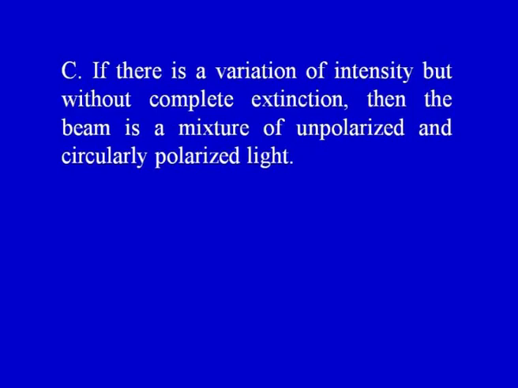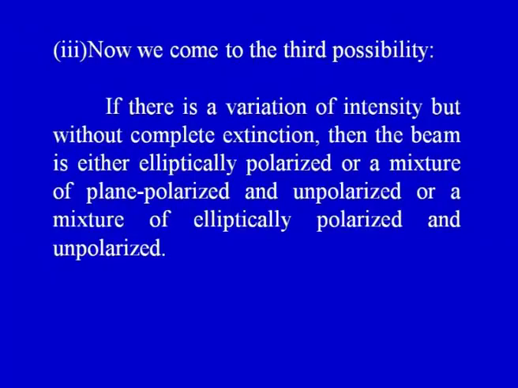A third possibility C is if there is a variation of intensity, but without complete extinction. Naturally, in this case the incident beam is a mixture of unpolarized and circularly polarized. Passage through the quarter wave plate does nothing to the unpolarized part of the mixture. Circularly polarized light becomes plane polarized. So, the result after passage through the quarter wave plate is something like a mixture of unpolarized and plane polarized. When we pass it through an analyzer and rotate it, there is a variation in intensity, but complete extinction is not there.